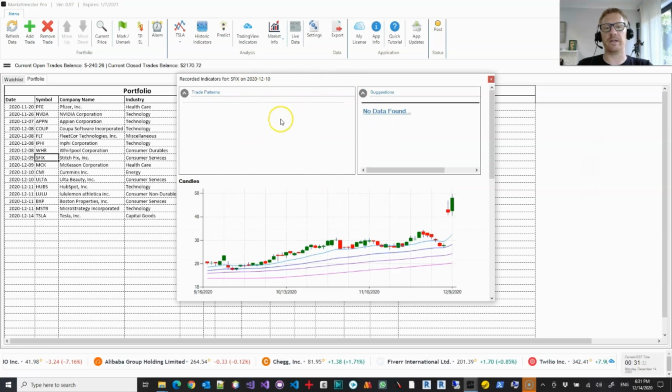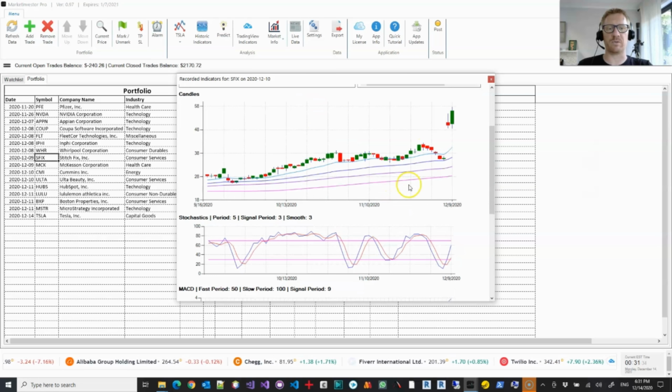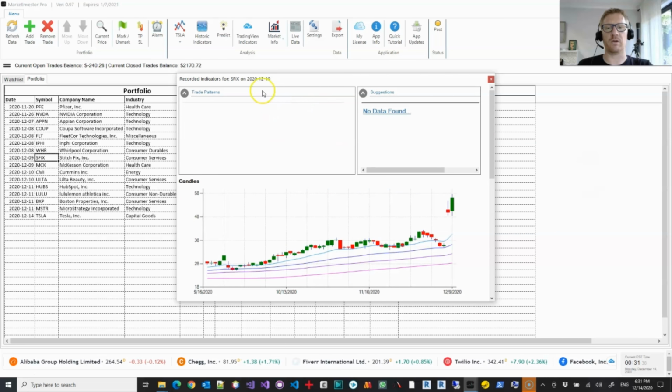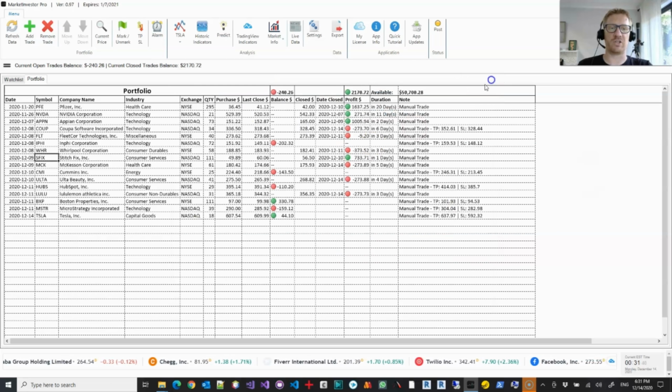Back then, obviously, I didn't have my cool tools yet, so it will show me the snapshot of my technical indicators, but it will tell me there's no data for the trade patterns or the suggestions. And this is good because it helps us to build a portfolio and track our strategy, and we can see what worked and what did not work. Now, for this month, you'll see there's a lot of red dots. Red means loss, green means profit.